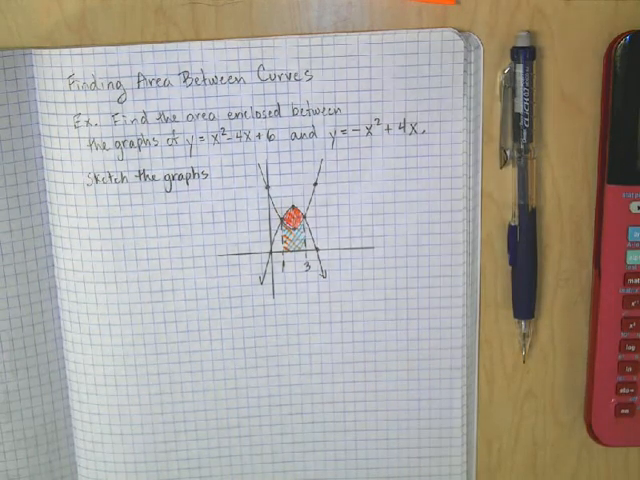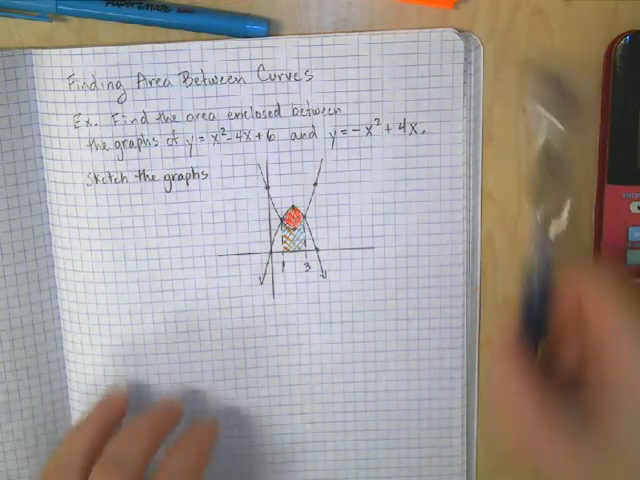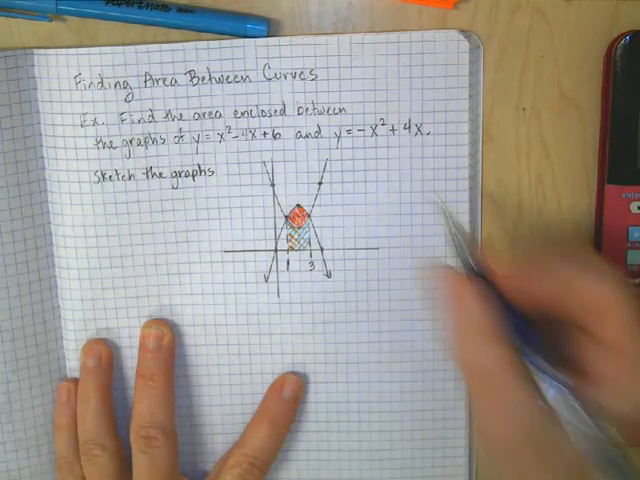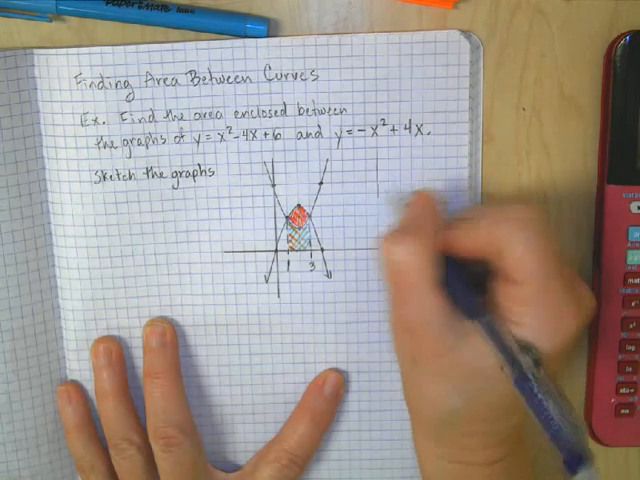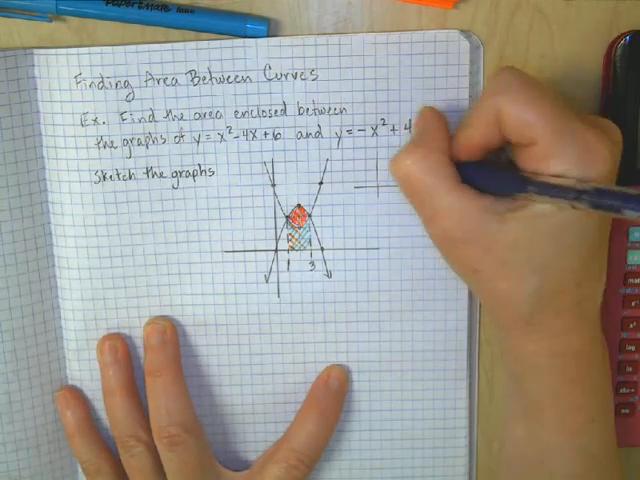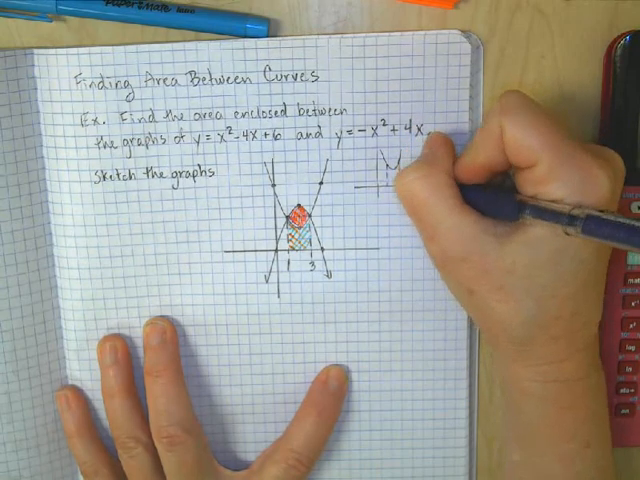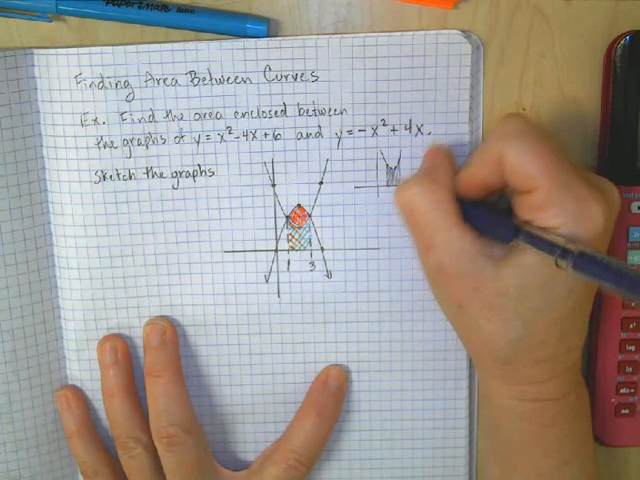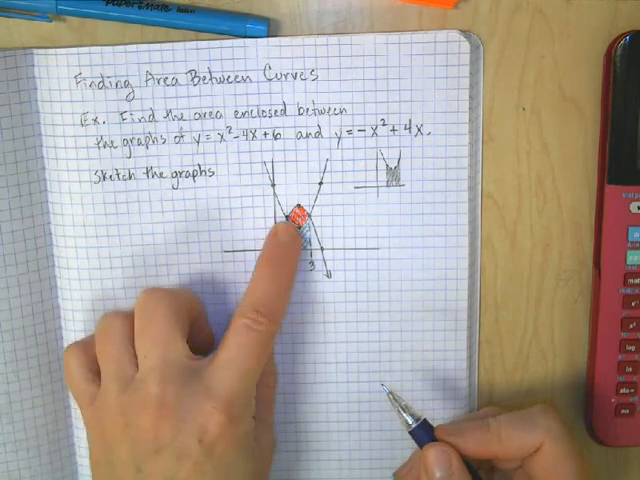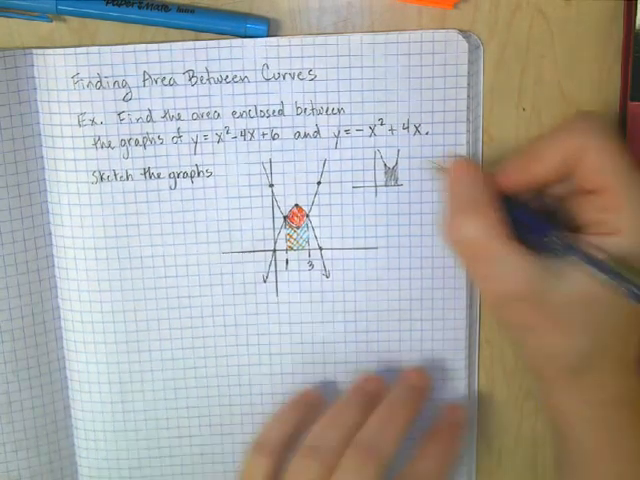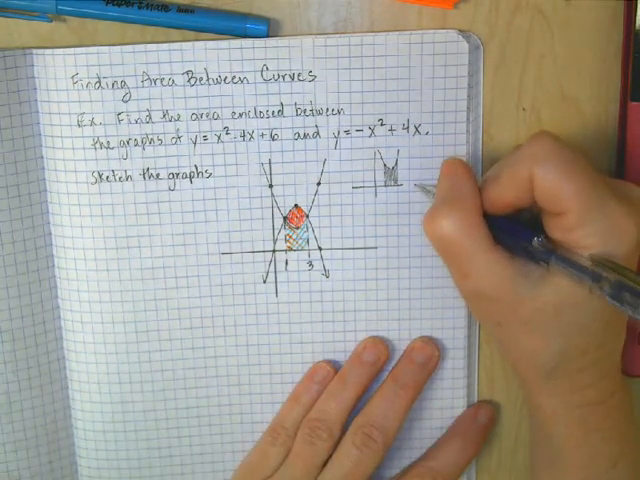Okay, so if we sketch that separately, what would happen if I was to integrate the first curve, I'll just make a little sketch. If I were to integrate the first curve, I would get all of this area. And that's too much. That's too much area. And then the other curve.